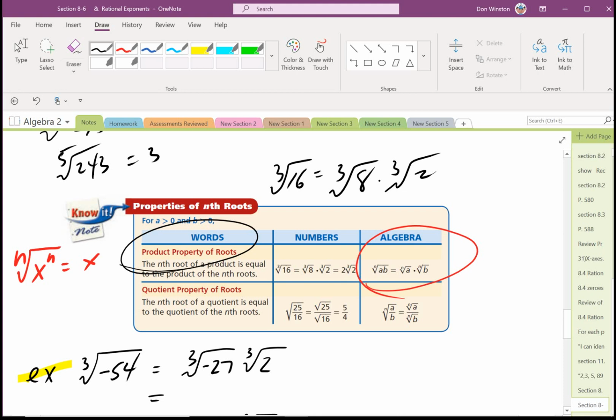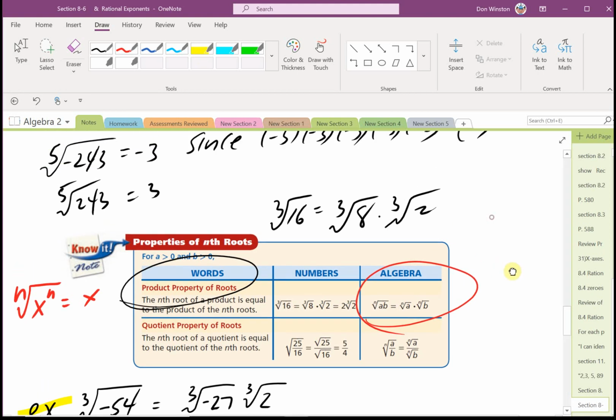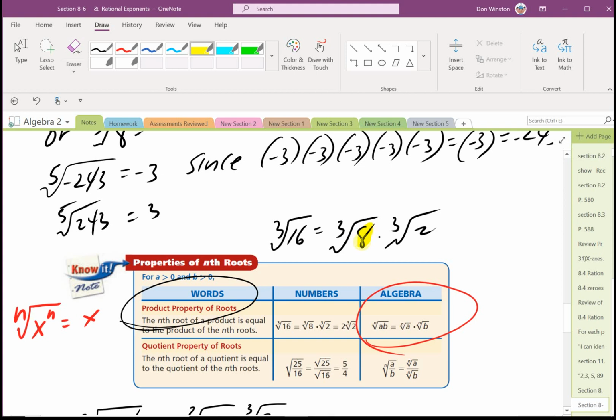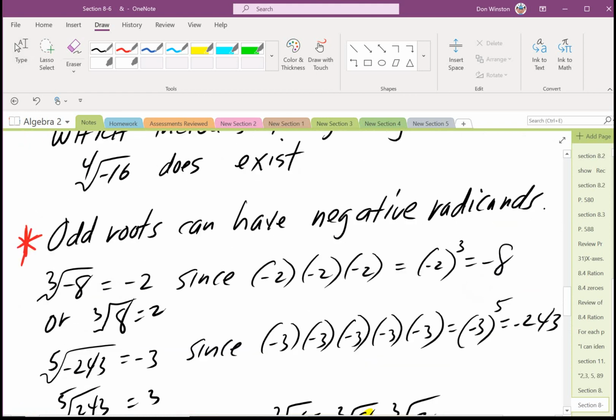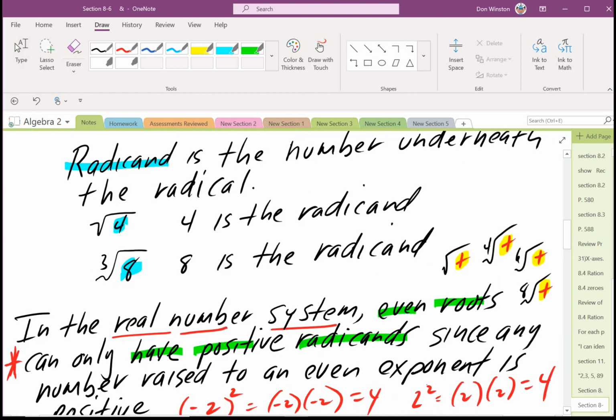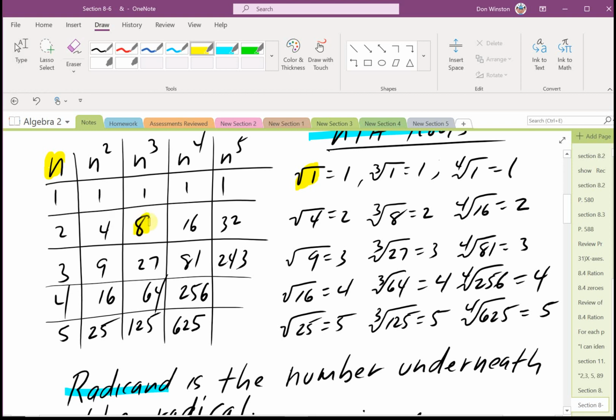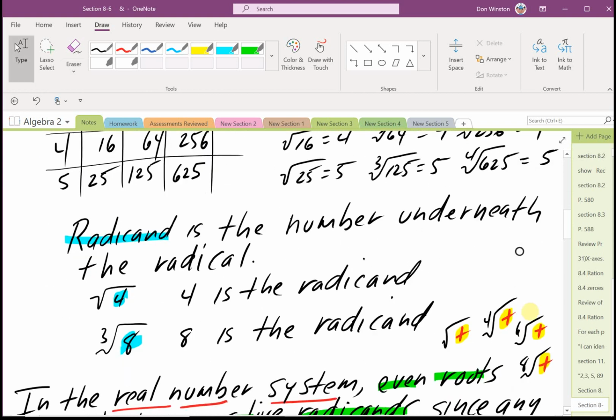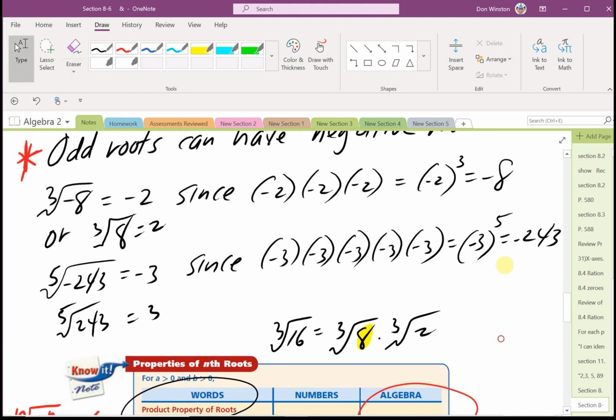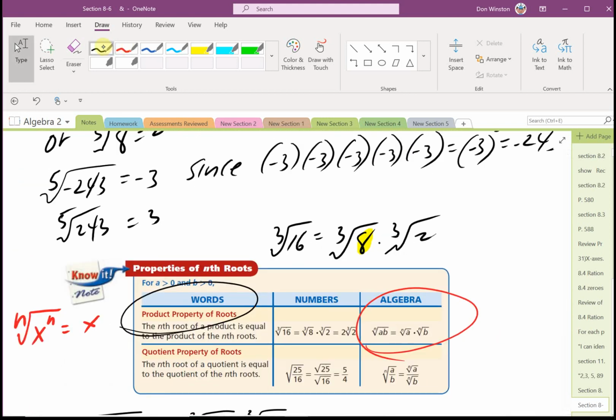Why did they choose 8? Because I can find the cube root of 8. There is a number multiplied by itself 3 times which gives you 8. And again, this is where it's important to understand your multiplication facts. So the cube root of 8 is 2. Very important. So if I go back here, the cube root of 8 is 2, so this would equal 2 times the cube root of 2, which is what they have there.